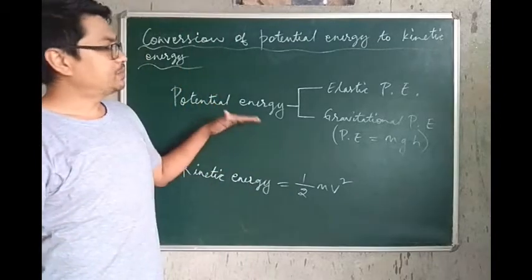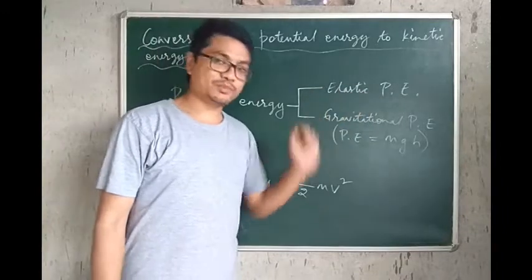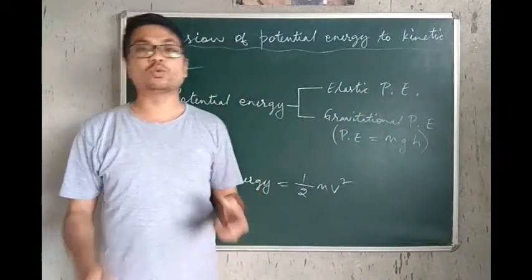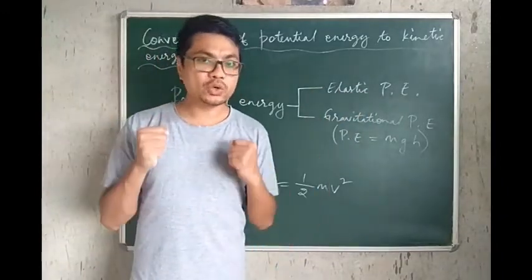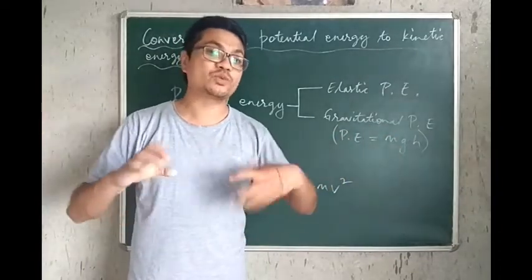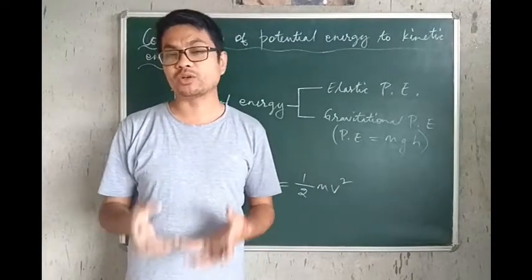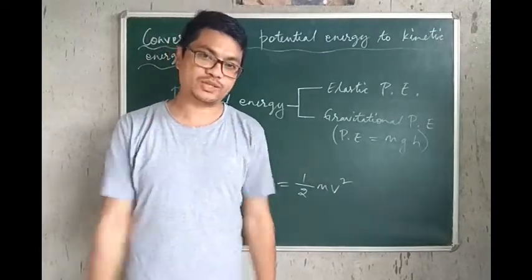And potential energy has two forms: elastic and gravitational. What was elastic potential energy? Elastic potential energy was the energy stored in a body when it is either stretched or compressed. That is, when we bring about a change in shape of the body, the energy that gets stored in the body is its elastic potential energy.